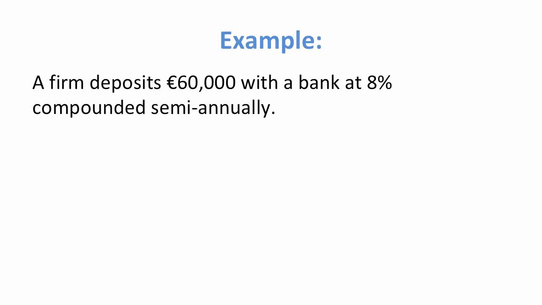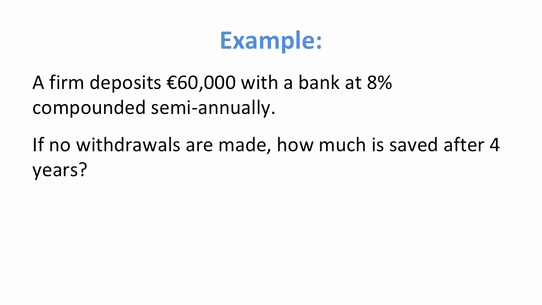So let's look at an example where a firm will deposit €60,000 with a bank at 8% compounded semi-annually. The 8% here is known as your nominal rate, and what we want to find out is your real rate, or your annual equivalent rate. And how we know that it's going to be different is because you see in that question, compounded semi-annually. So we have to use the annual equivalent rate formula to get this because you're talking about savings. Added to this question, we have a further part in which you're asked how much is saved after 4 years if there were no withdrawals being made.